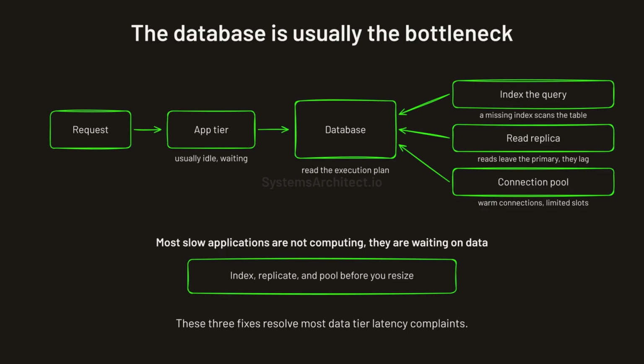Read replicas move reporting and read heavy traffic off the primary, though they lag slightly. Route anything requiring immediate consistency back to the primary. What do teams forget most often? Connection pooling is the quiet fix teams forget, because opening a connection is expensive and slots are limited. A pooler like Amazon RDS Proxy or PgBouncer keeps warm connections. It stops a scaling event from exhausting the database.